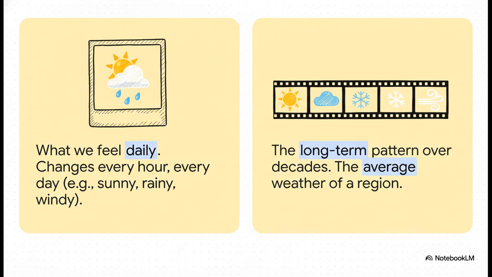So, what's the difference? It's actually super simple. Think of it like this. Weather is a quick photo. What's happening outside your window right now? Is it sunny? Is it raining? But climate? Climate is the entire movie. It's the average story of the weather over 30, 40, or even 50 years. So just remember, photo versus movie.